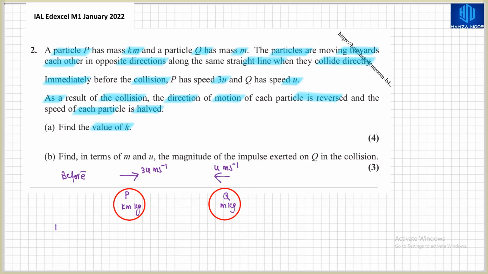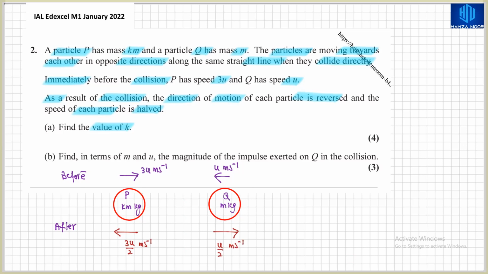After the collision, the direction of motion of each particle is reversed. So P is going towards the left and Q is going towards the right. Since the speeds are halved, the speed of P becomes 3u over 2 meters per second and the speed of Q becomes u over 2 meters per second. So in part A, we are asked to find the value of k.